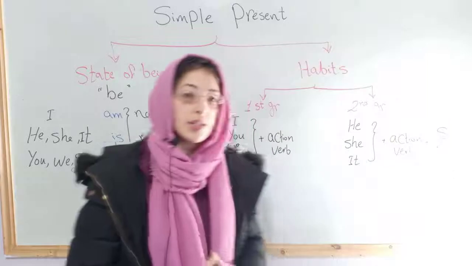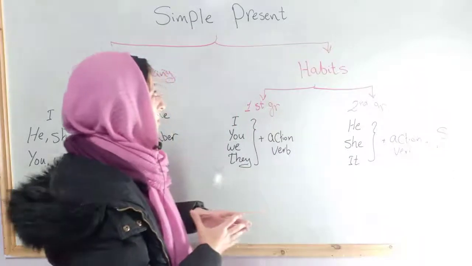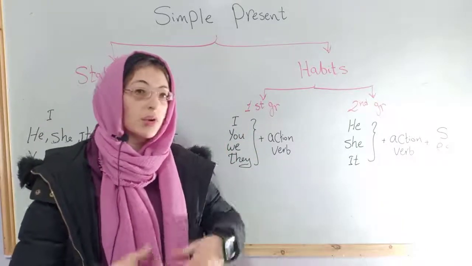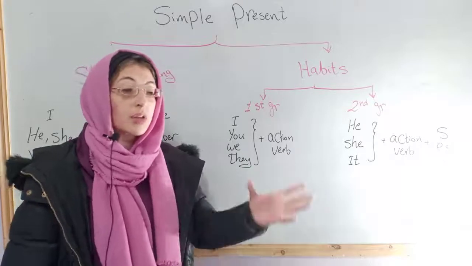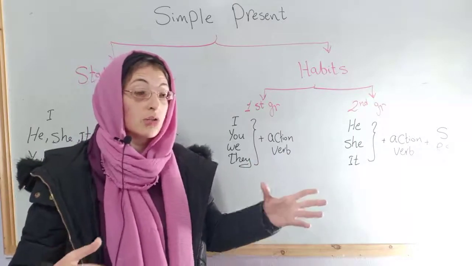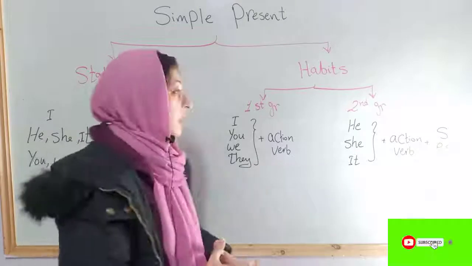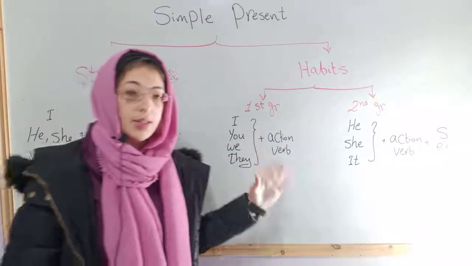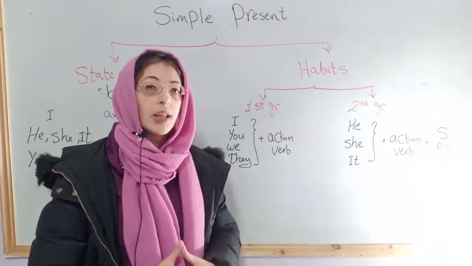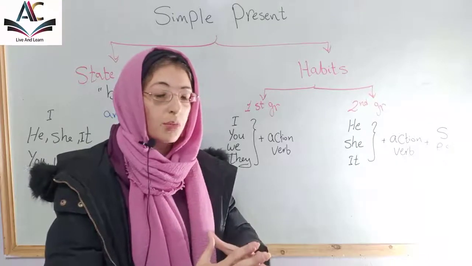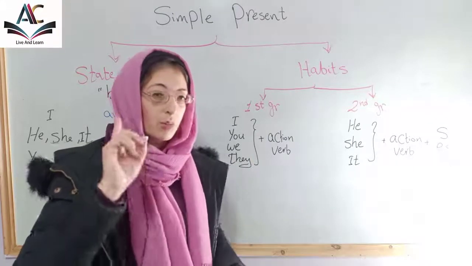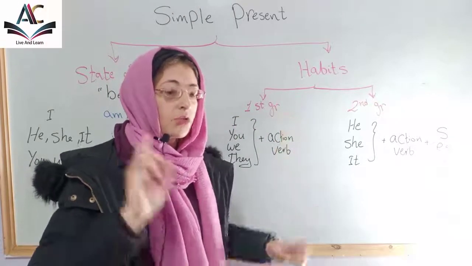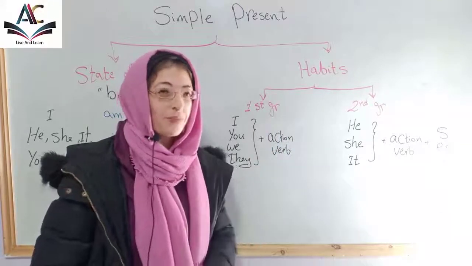Now let's move to the second part of the present simple. We have here habits. Habits are the actions of our daily routines, or the habits or traditions in your society or community. So habits differ from the state of being. Here, you're only allowed to use action verbs. You can't use verb be. But also remember, even while talking about habits, you're only allowed to use just one action verb.